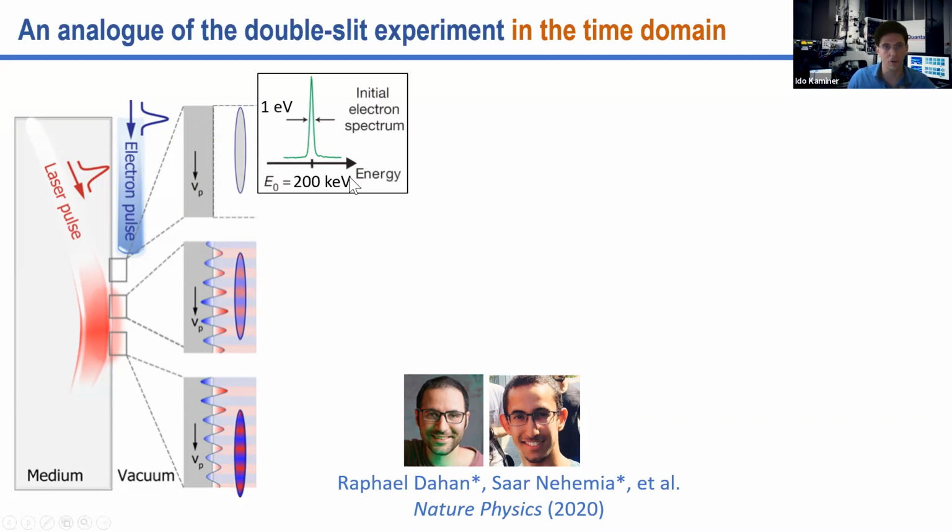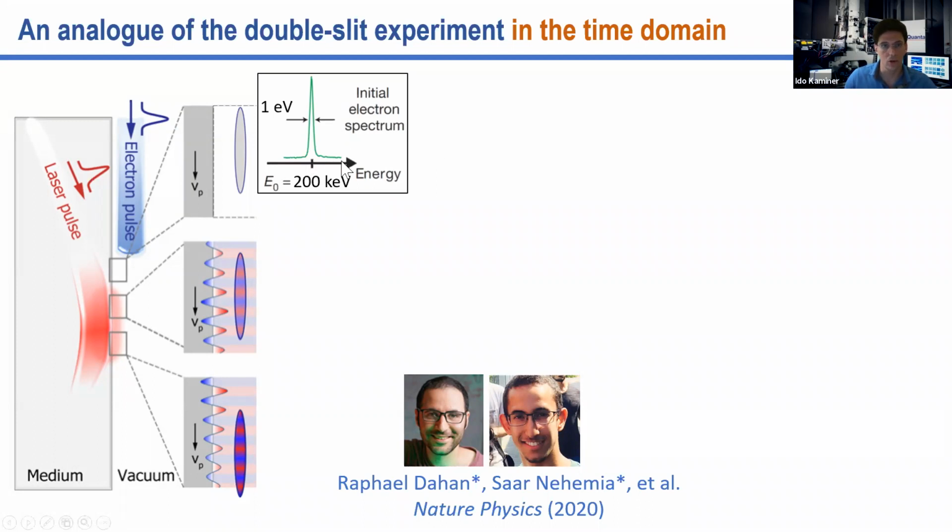We have our electron measured in the energy domain. We have an electron energy spectrometer that tells us what the electron energy distribution is. And the original one looks something like this. We have a narrow peak at about 200 kilovolts. That's the electron. That's about 70% the speed of light, and it has a width of about 1 electron volt. So that's how monochromatic, how monoenergetic the electron is.